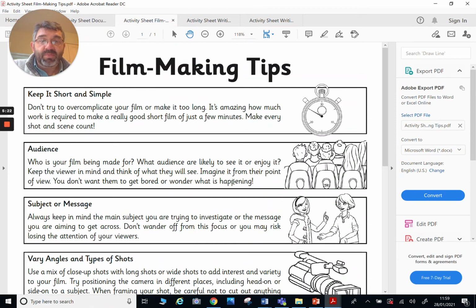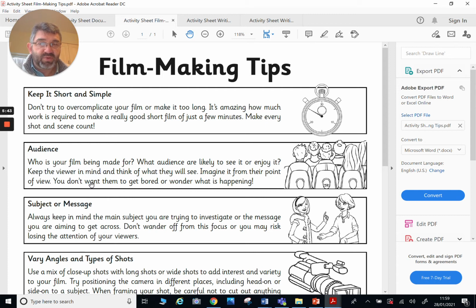Your film, you'll be surprised how much you will be saying in about 5 minutes, right? Keep it short, keep it sweet, okay? And keep it simple, all right? It's a much better idea to keep your film short and simple, okay? Don't overcomplicate it, right? Make every shot, every scene count.